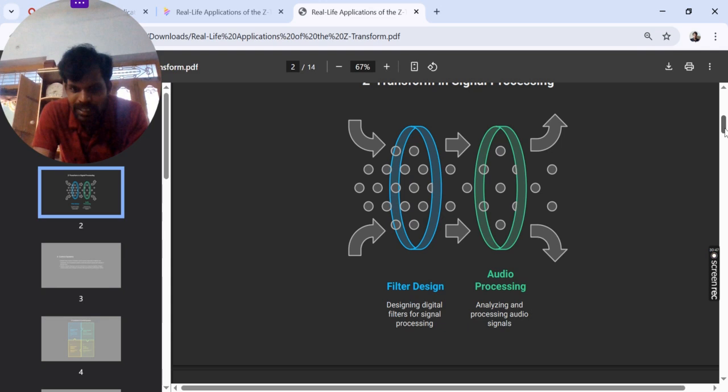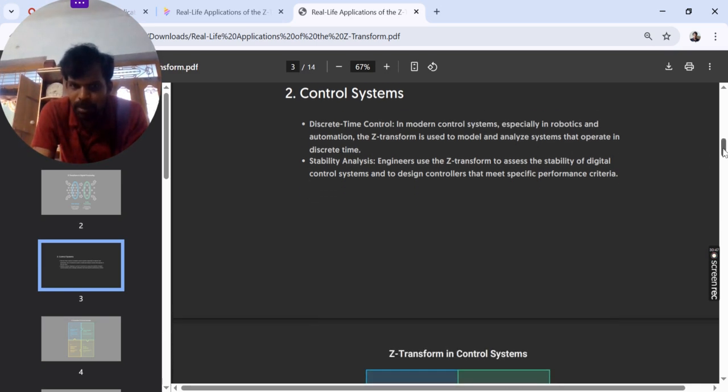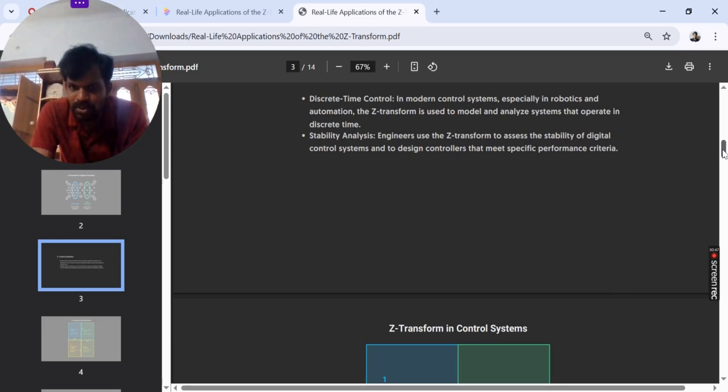And the second application is control systems. In the control system, especially for discrete time control and stability analysis, we use the Z transform. In discrete time control, in model control systems, especially in robotics and automation, the Z transform is used to model and analyze systems that operate in discrete time. And the second one, stability analysis. Engineers use the Z transform to assess the stability of digital control systems.